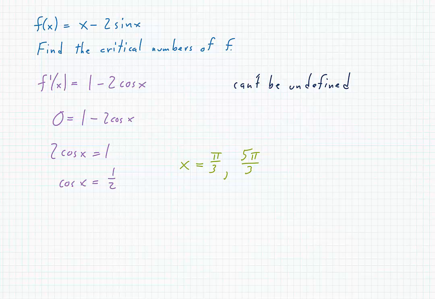We could add 2 pi or subtract 2 pi from either of these two values, and we can get a whole bunch more of these. But I think that gets the point across. And at least in the interval from 0 to 2 pi, these are going to be the two critical numbers for that original function, x minus 2 sine of x.